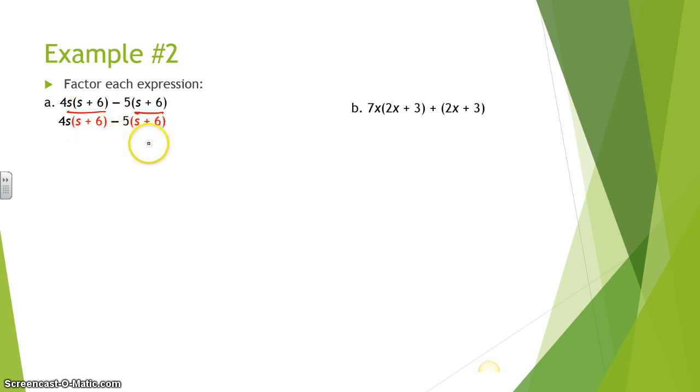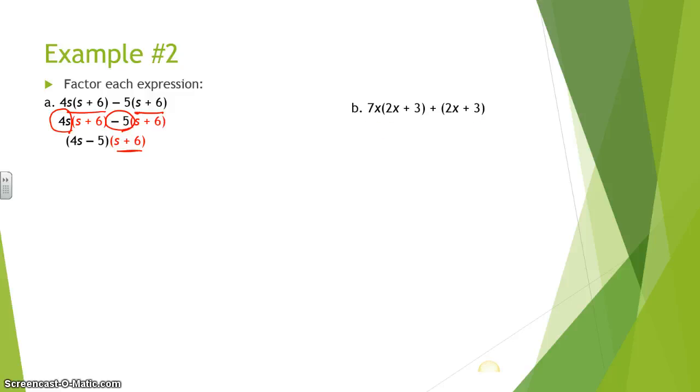Notice I have it in red here. So when I bring it out, I have s + 6, and then we take this 4s - 5 and we group that together. So what we have is (4s - 5)(s + 6), and that would be my final answer there for example number 2.